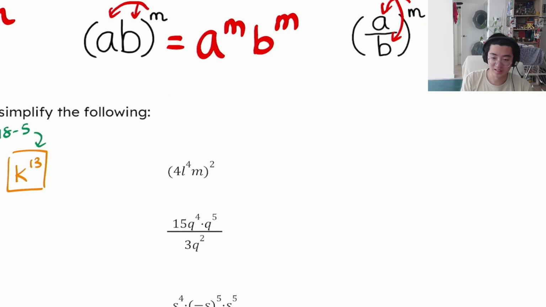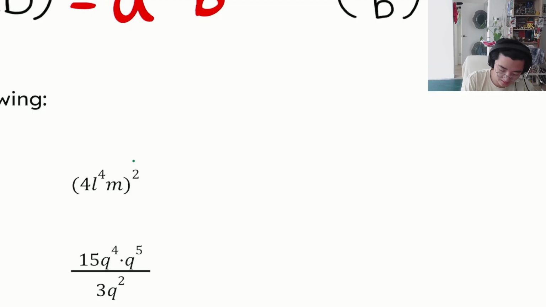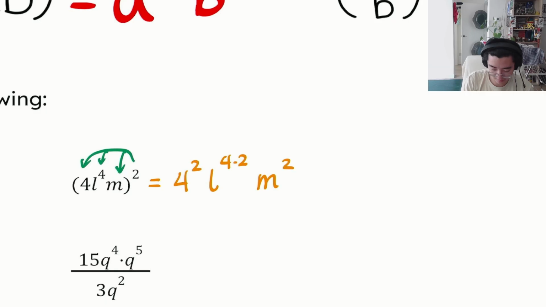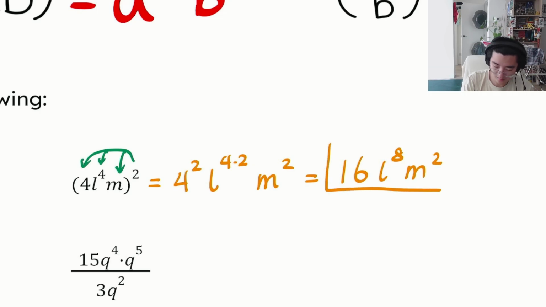Alright, let's check the next one. So there's 2 here. The 2 exponent applies to everything inside the bracket. So we get 4 squared. And then we get L to the power of 4 times 2. And then M to the power of 1 times 2, which is just 2. Alright, so 4 squared is 16. 4 times 2 is 8. M is squared. Just like that.